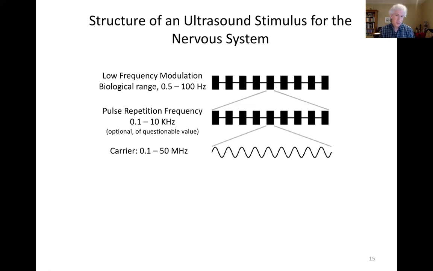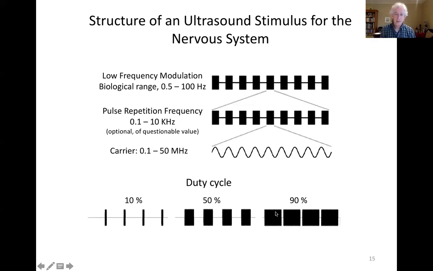So for example, for visual stimuli, the range of natural frequency would be in this range of a half hertz, or a little less than that, up to some tens of hertz. And that's the range of frequencies that animals are sensitive to. And so that range of modulation is certainly important.